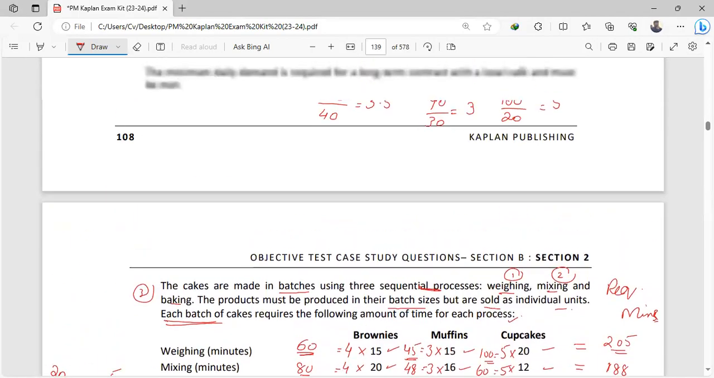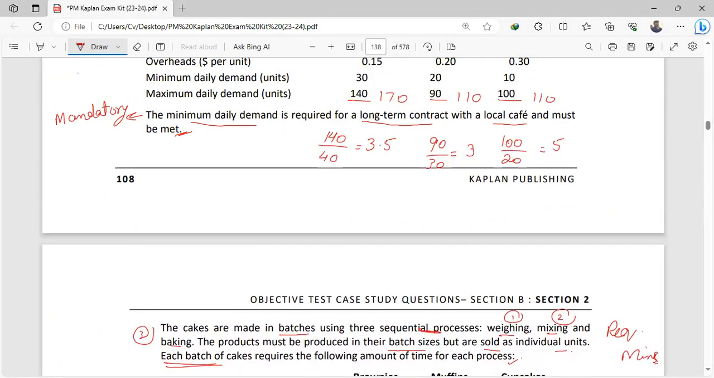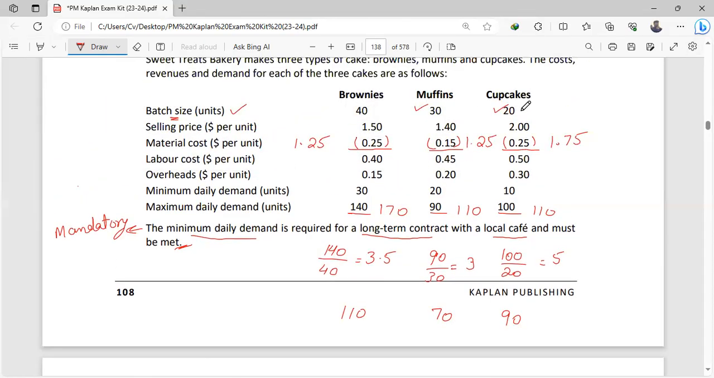Now 5 batches include our minimum demand as well. So if I exclude this minimum demand, at least I need to produce 90. If I exclude this, I need 70. If I exclude this, I need 110. So he is saying that first of all, you will produce your cupcakes. And how many cupcakes can you produce? You need to produce 20 cupcakes in one batch.